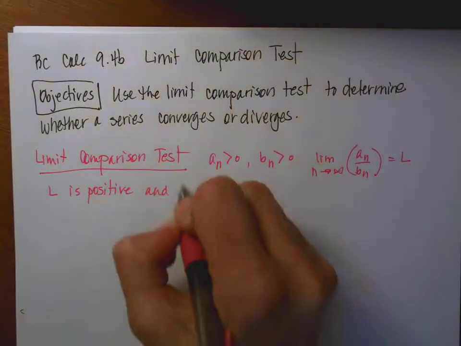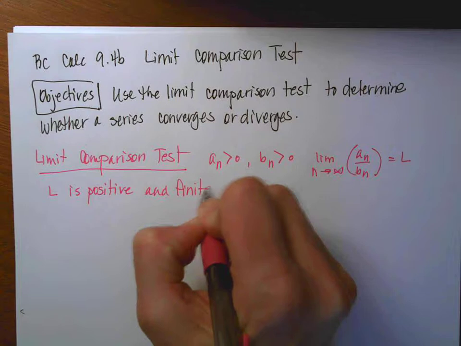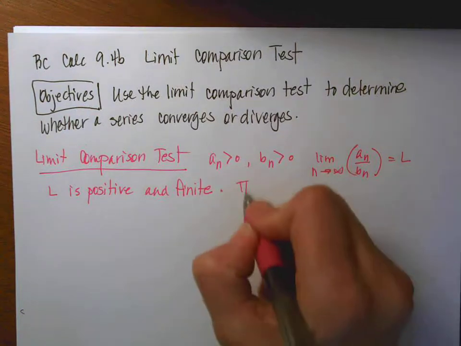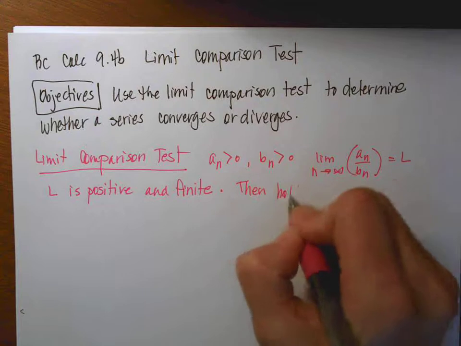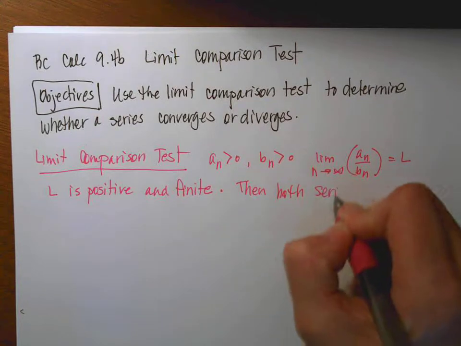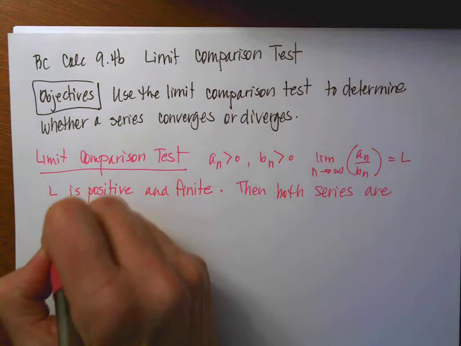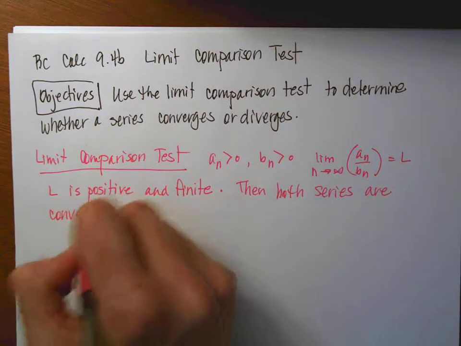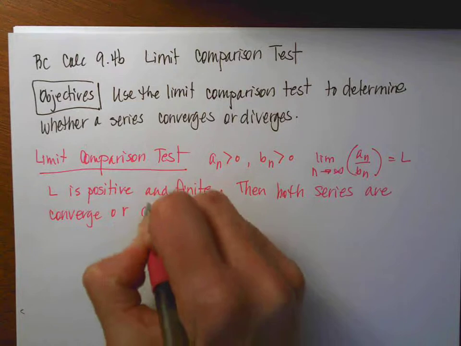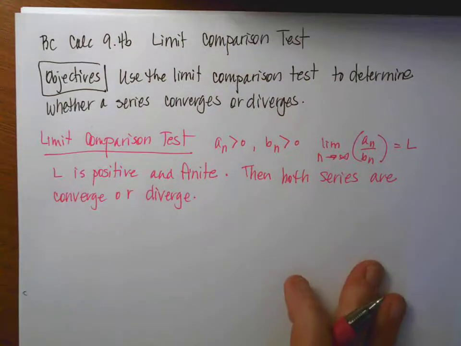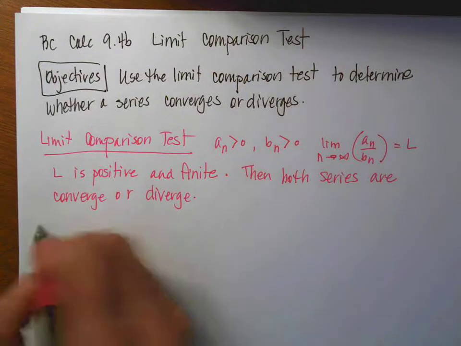Positive and finite. Try to get done before it gets too dark in here. And then both series are going to either converge or diverge. So if it happens for one, it happens for the other. So I think what we'll do is just start with some comparisons.